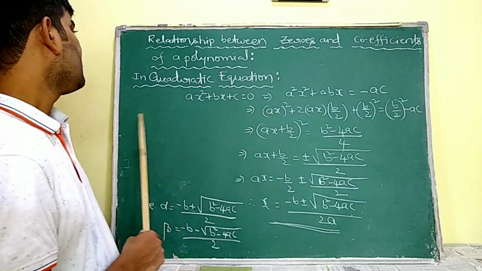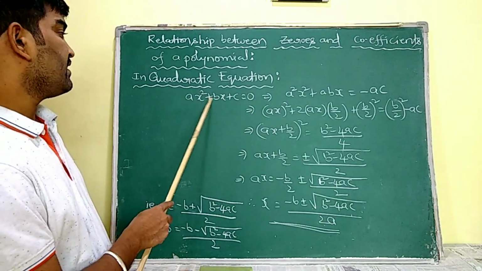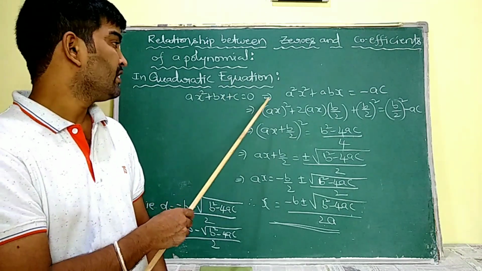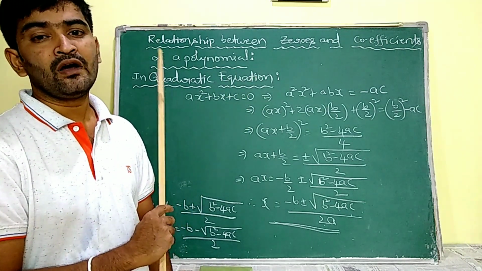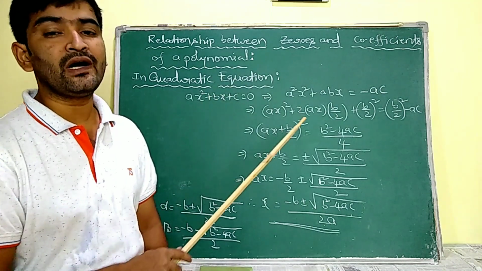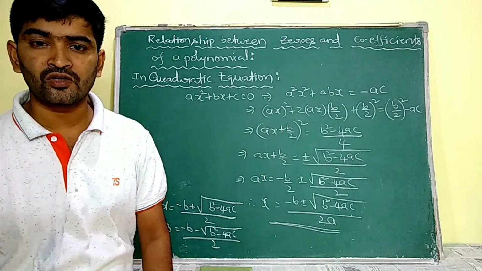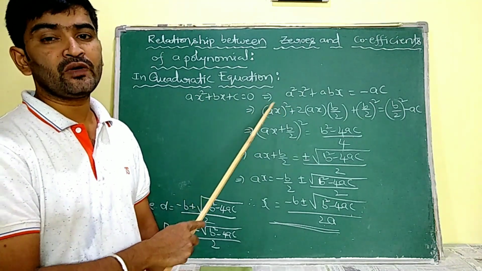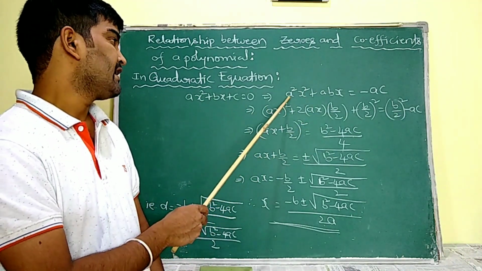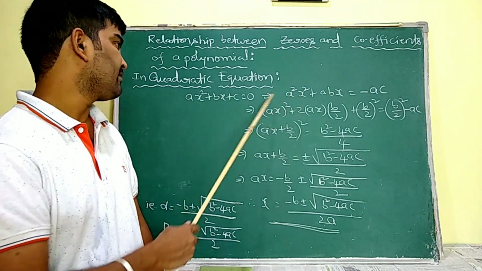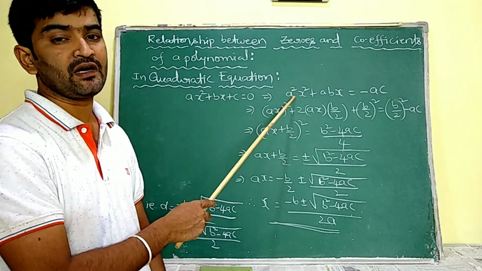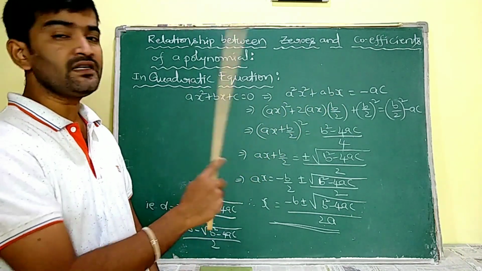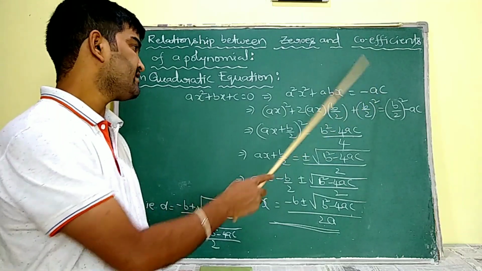See, ax square plus bx plus c equal to 0 is a quadratic equation, we know. In this quadratic equation, the variable x is going to have two zeros. Why? Because its degree is 2. That is why I am going to arrange this quadratic equation into a completing square. So I am multiplying this entire equation with a: a square x square plus abx, and this plus ac goes to that side and becomes minus ac.